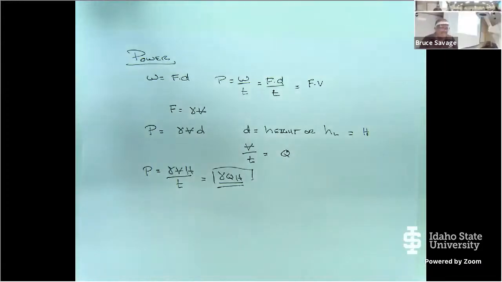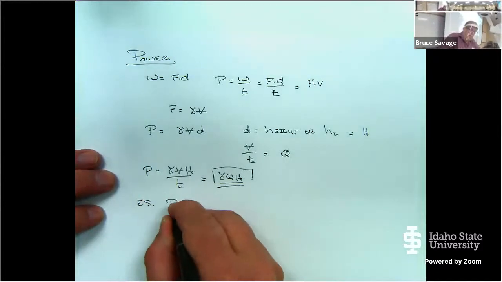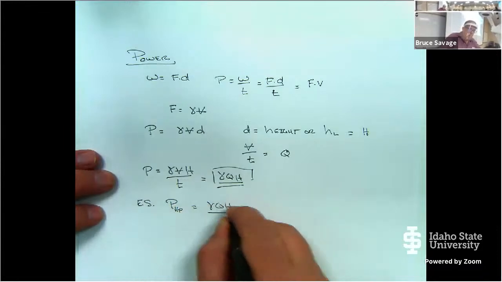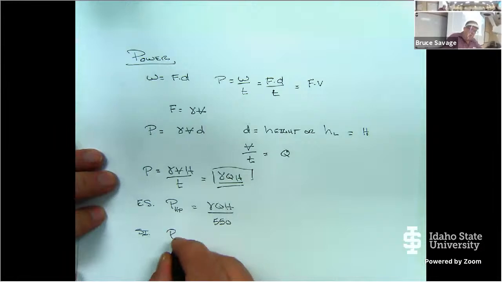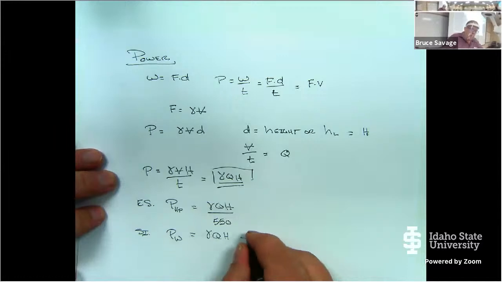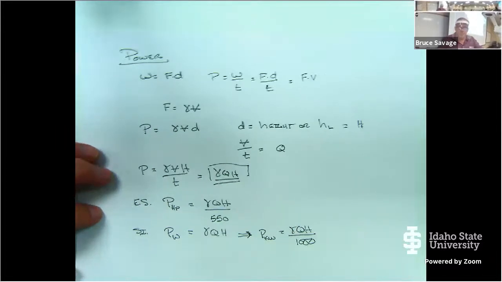All right, so that's the power of a pump, gamma QH, and then we have to follow the units. Remember that in the English system, we do power in terms of horsepower, so P sub HP is gamma QH divided by 550. And in the SI system, power is in terms of watts, so gamma QH is what we have. If we want kilowatts, power in kilowatts is gamma QH divided by 1000.